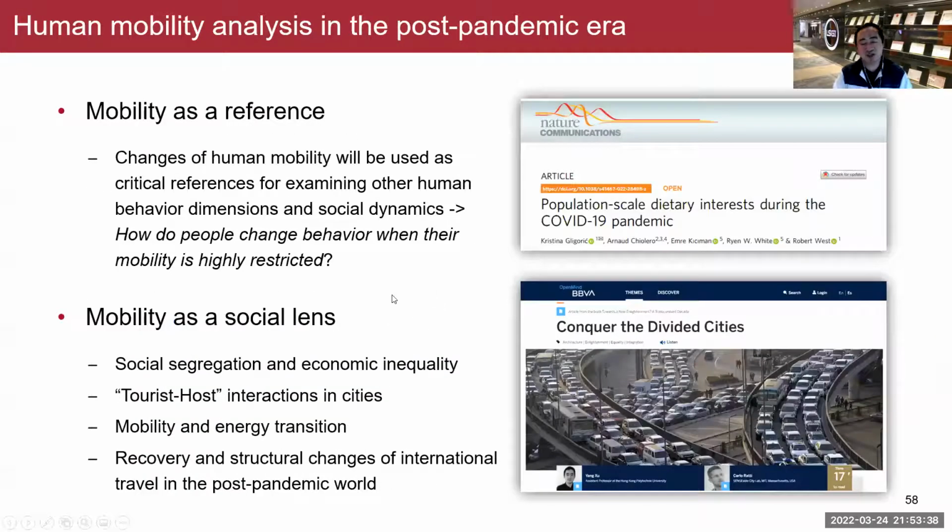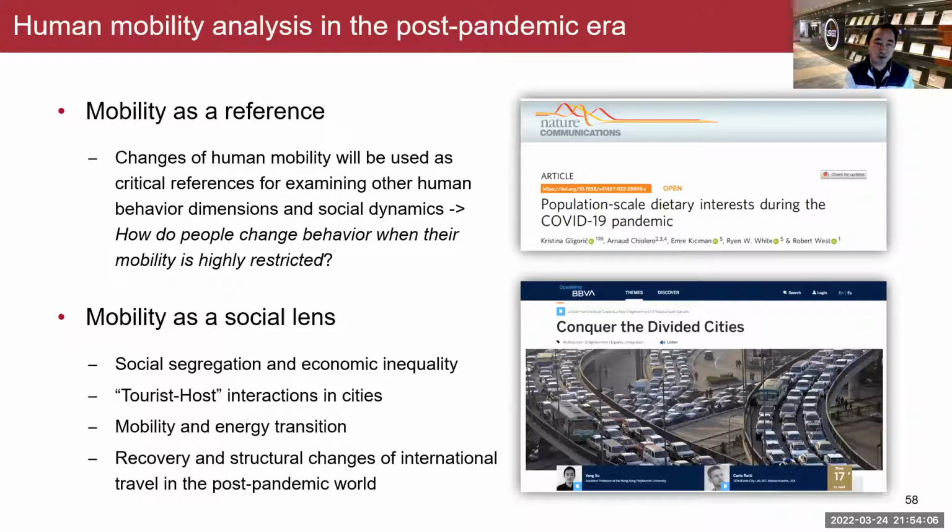And I also find there are some studies trying to not analyze mobility per se, but use mobility as a reference. For example, there's a recent Nature Communications paper. They look at cities when there is a dramatic decrease of mobility, how does it change other behavior dimensions? When you cannot go out, for instance, how does it change the way you purchase goods? How does it change the way you eat, your dietary interest? So we would treat mobility as a reference.